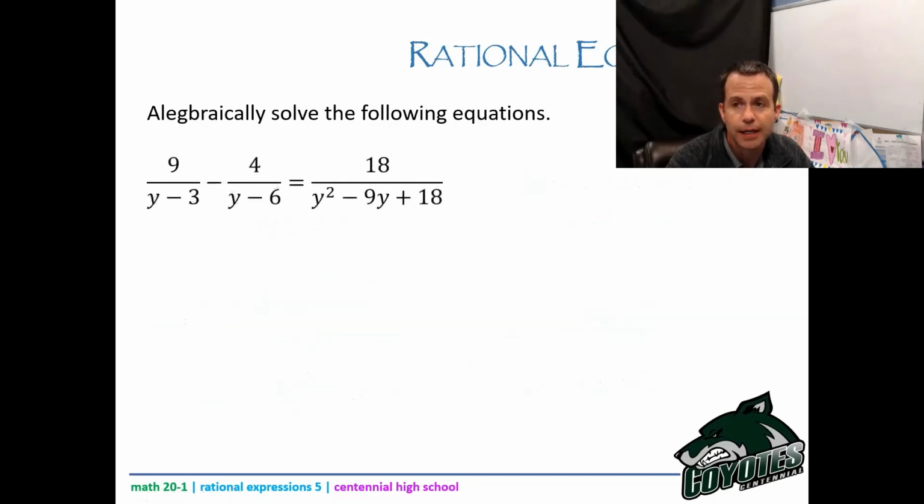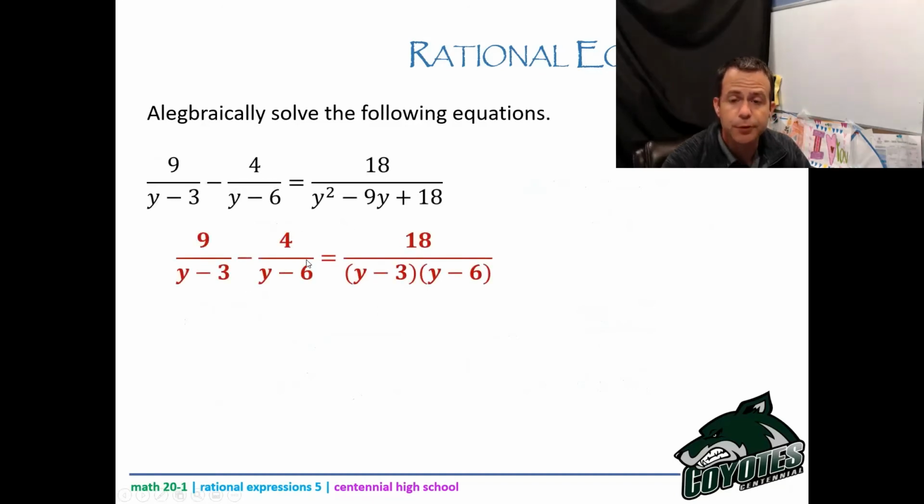Awesome. Okay, here's the first one I've given you, I think, today, where we actually have to do a little factoring. So let's take a look at that y squared minus 9y plus 18, looking for two numbers that multiply together to give you 18 and add together to give you -9. That'd be -6 and -3.